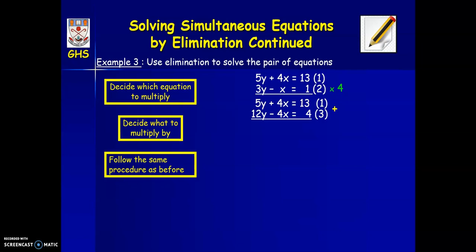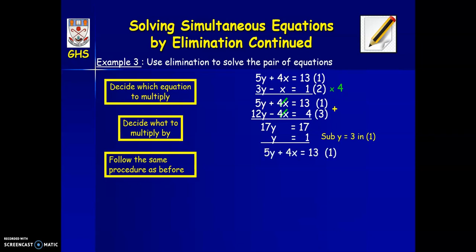Now to eliminate, we just add the two equations together. This will eliminate the x terms and we will be left with 17y equals 17. We divide to find y equal to 1. Now we substitute y equal to 1 into one of the original equations, so I'm going to choose equation 1 because I think that looks easiest.